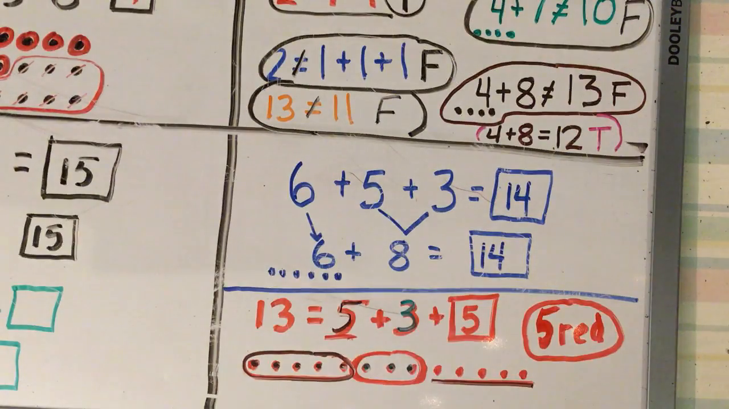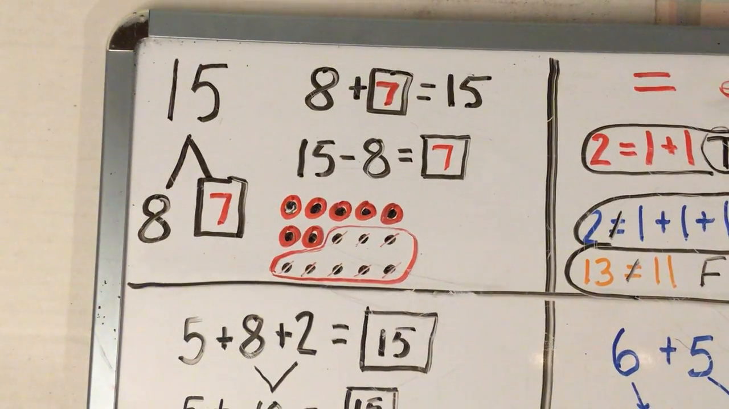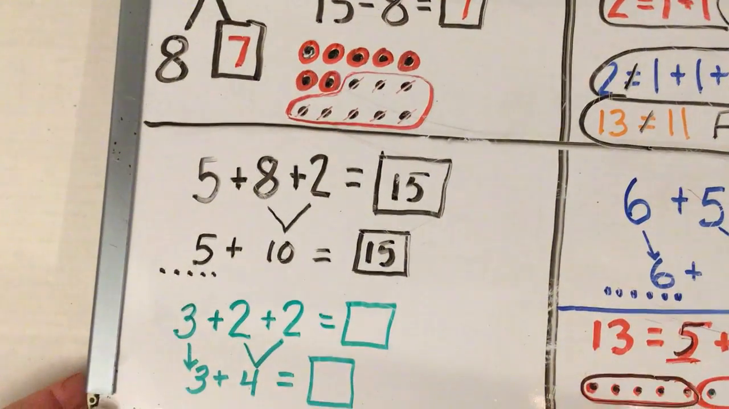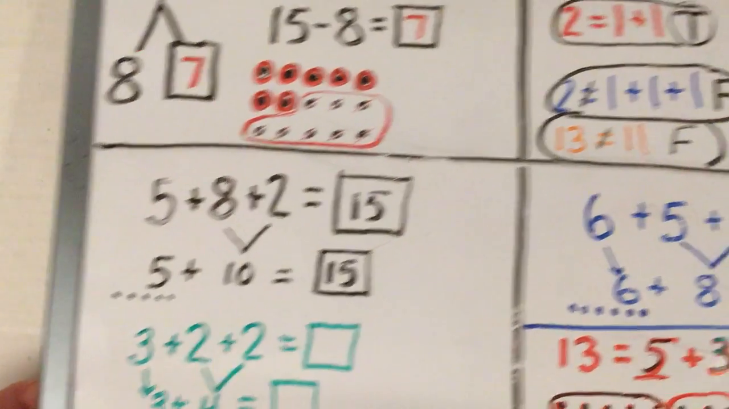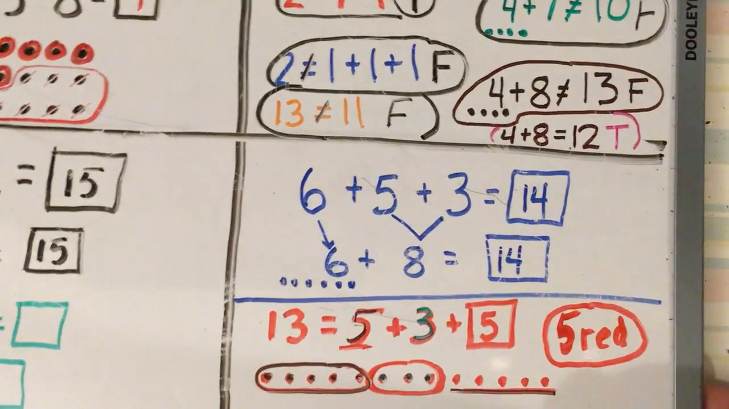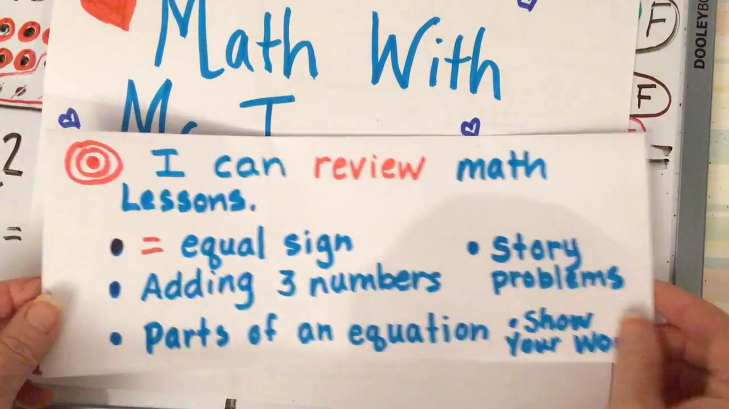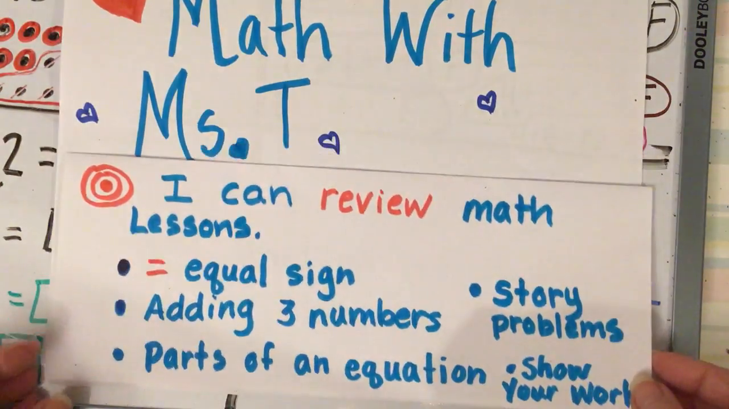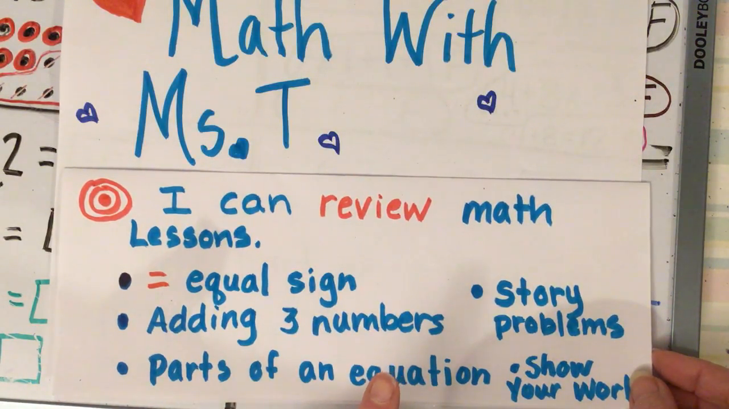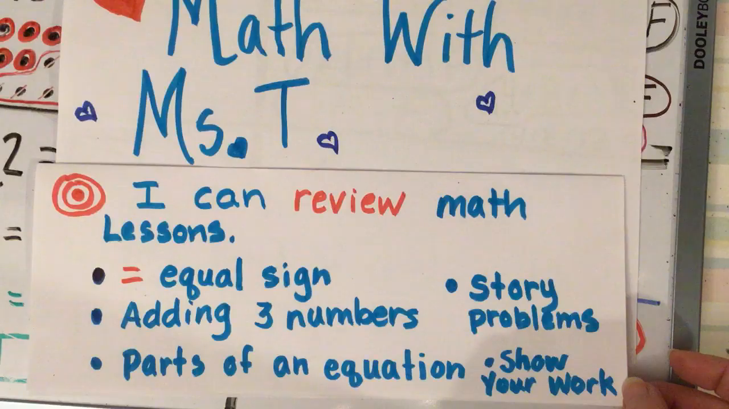If you need to pause the video or rewind to see your work and copy it again, you can certainly do that. We worked on math mountains and equations. We worked on 3 addends. We worked on the equal sign with true and false. And we worked on story problems and showing our work. So today, during Math with Miss T, we reviewed our math lessons. An equal sign, true and false, adding 3 numbers, parts of an equation. We worked on story problems, and we showed our work.